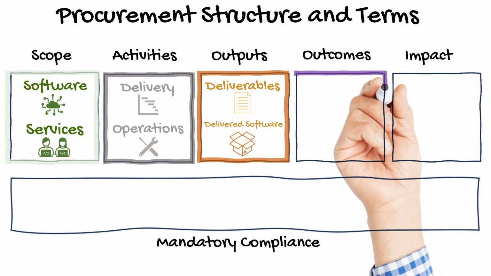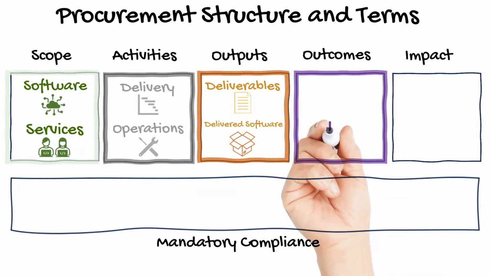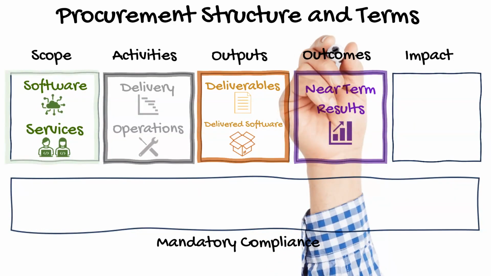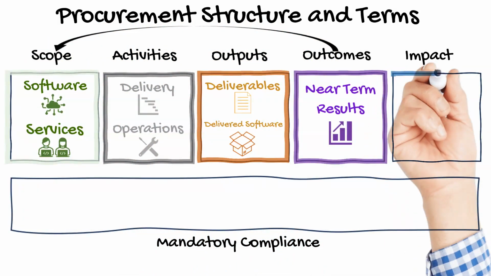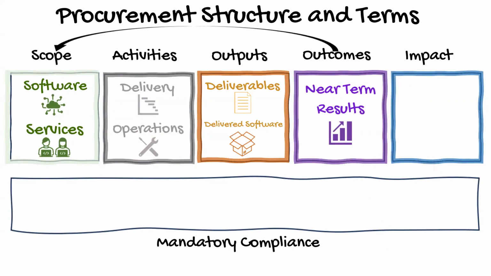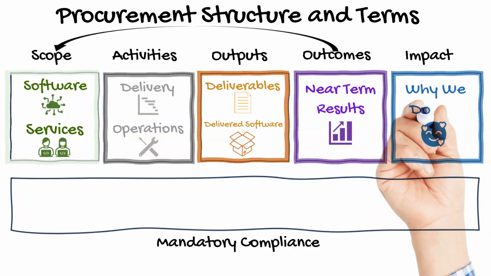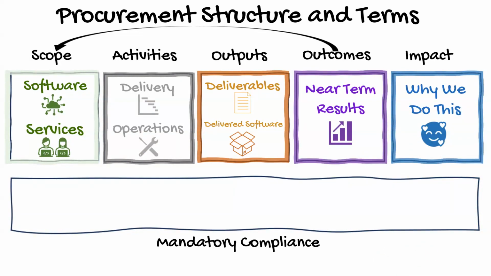In this model, we define outcomes as near-term results that can reasonably be associated with the scope. Outcomes are ideally measurable using trend lines over time. We are using the term impact to define the reason we're doing all of this in the first place. Impacts are often much more ambiguous and hard to measure than outcomes, but should be evaluated as best possible.